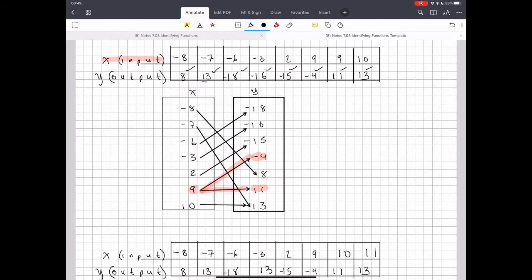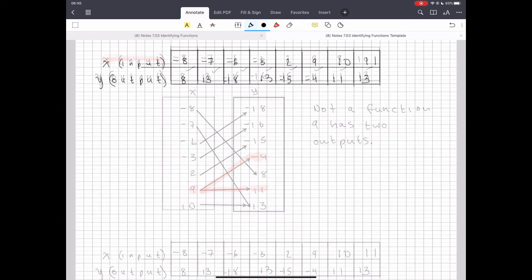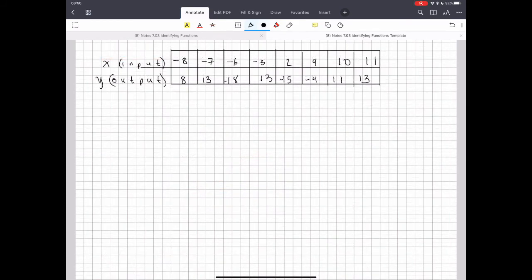So this is not a function because the 9 has 2 outputs. Not a function. 9 has 2 outputs. So this relation is not a function. We have one last example to look at.